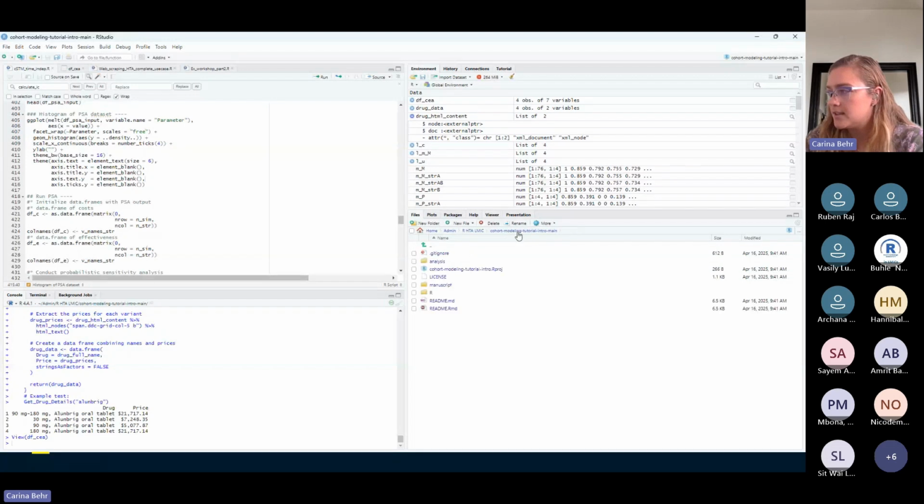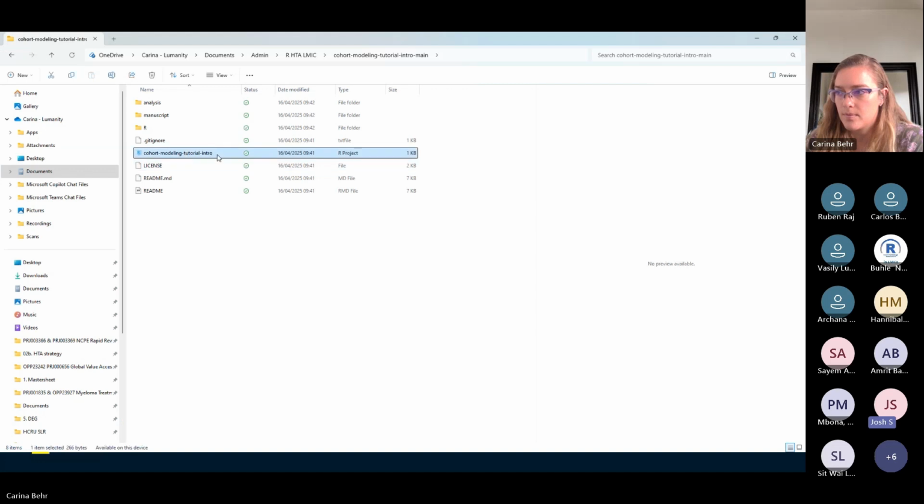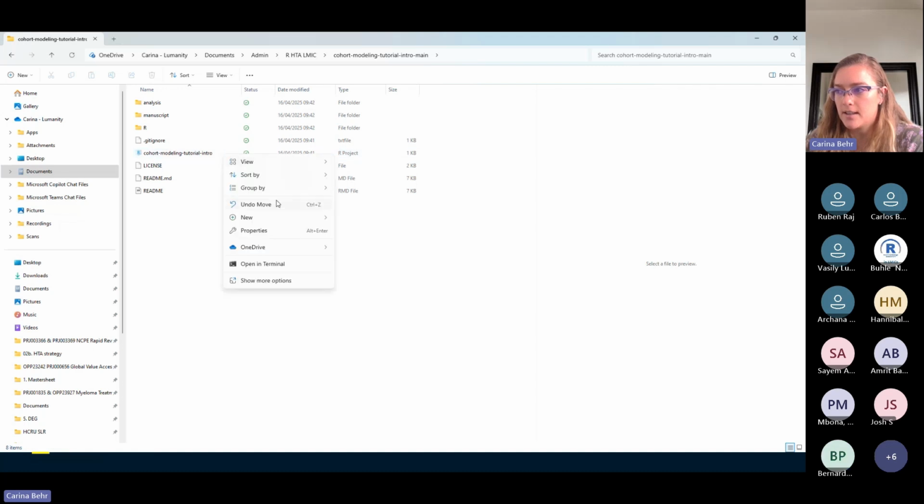So if you have the code downloaded, just to jump in, Karina. Also, once you've downloaded that file, in order for the working directories to work and be self-contained, open the project file, so the .Rproj. Make sure you click on the cohort something .Rproj file. You can open it by right-clicking and then saying open with.